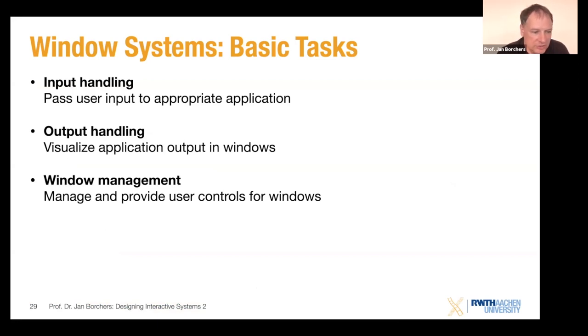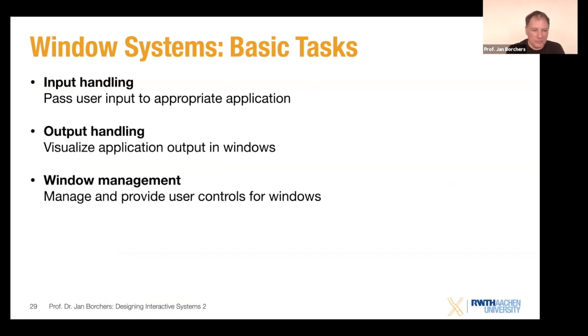Input means gathering the input that occurred in the hardware, on your mouse, your keyboard, your other input devices, your touch screen, and distributing it to the right application. Output handling means we need to visualize what an application wants to draw in the right window of that application, not the wrong one, at the right position on the screen.